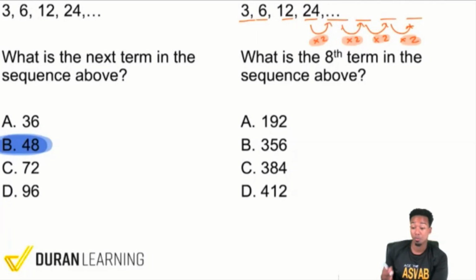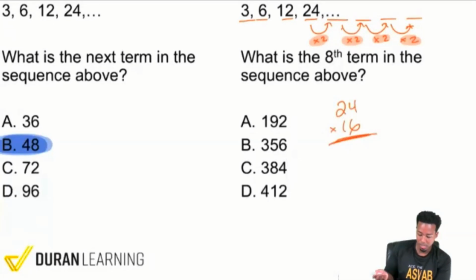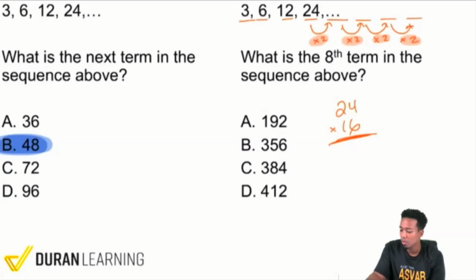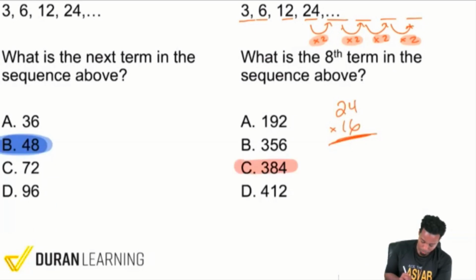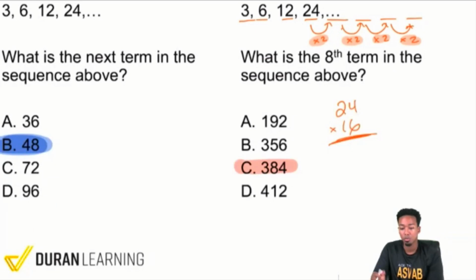Now you can either multiply by 2, by 2, by 2, by 2, if you want to, or you can do a little shortcut and say, hey, times 2 is times 4, times 8, times 16. So really what we're doing is 24 times 16. And to get that done, that's literally just 24 times 10 plus 24 times 6. So I'm not going to go ahead and try to do mental math. I'm just going to give you the straight up answer. 24 times 16. That's going to be 384. Boom, it's C. So that's a shortcut way to do it.